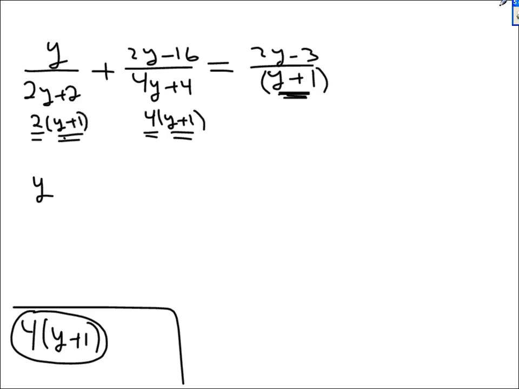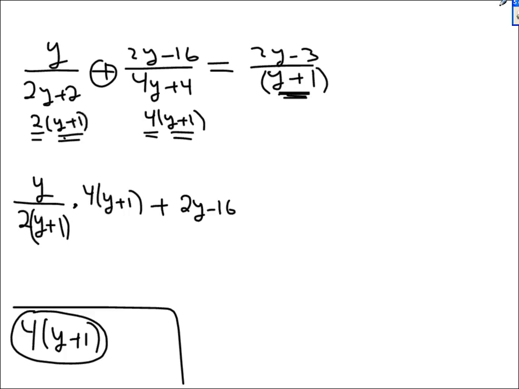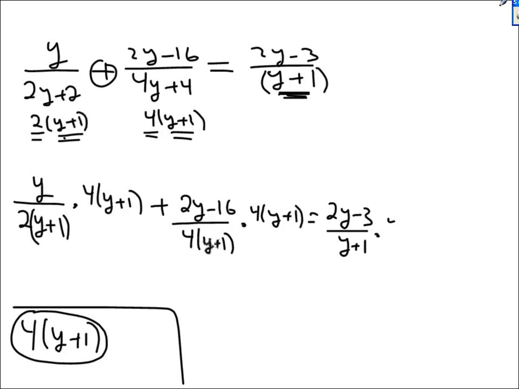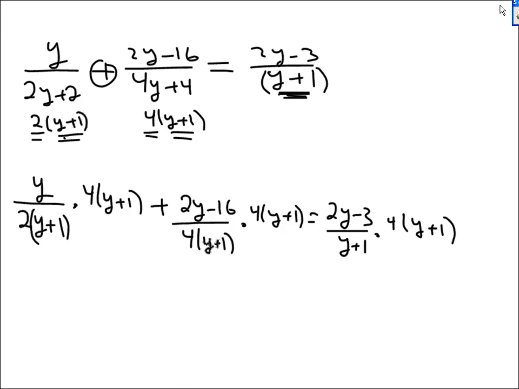So I take the first fraction. Actually, in fact, this form is best. And I denote that I'm multiplying it by 4 times y plus 1. Plus, I take the second fraction, 2y minus 16 over 4 times y plus 1. And I denote that I'm multiplying it by 4 times y plus 1, equals, I take that third fraction, and I denote that I'm multiplying it by 4 times y plus 1. And this should, if I didn't make the wrong choice of common denominator, kill off all the denominators.